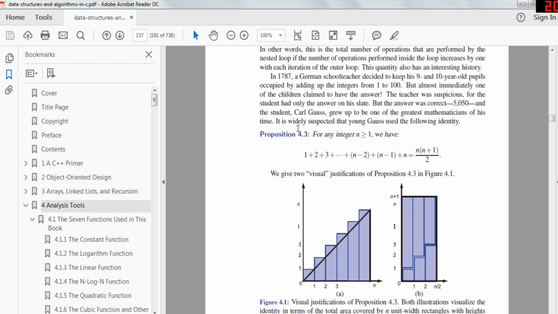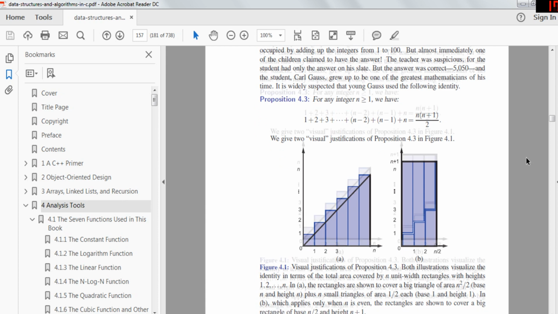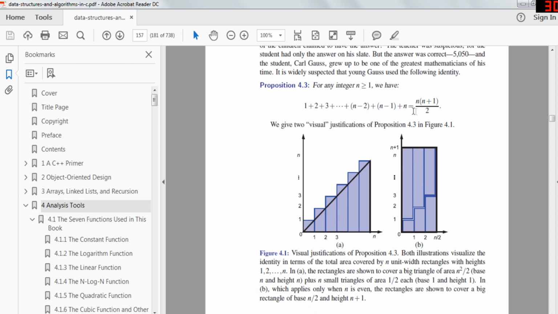Okay, so here's a proposition. For any integer n greater than or equal to 1, we have 1 plus 2 plus 3 plus 4 up to n minus 2 plus n minus 1 plus n. That's actually equal to n times n plus 1 over 2. You guys might have learned this in grade school or in high school, I don't know. Somewhere you learned it, but that's basically what it is saying. Here's the justification. If you graph this line on n and n, you could actually take all these triangles and rearrange them to the other side. So you get n plus 1 times n over 2. Okay? It's very strange, but okay.